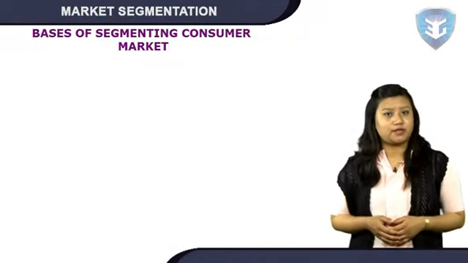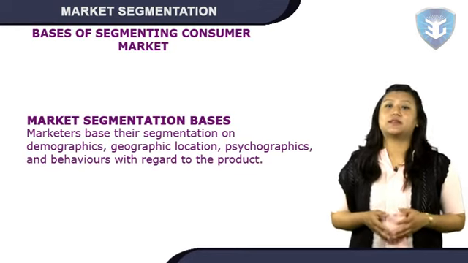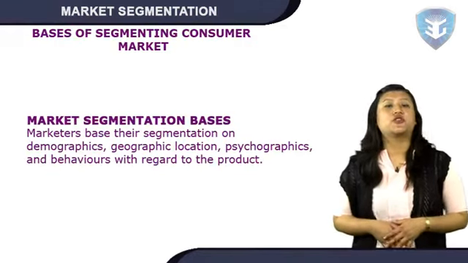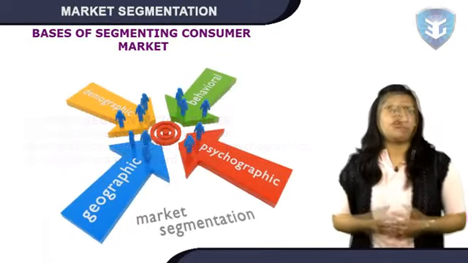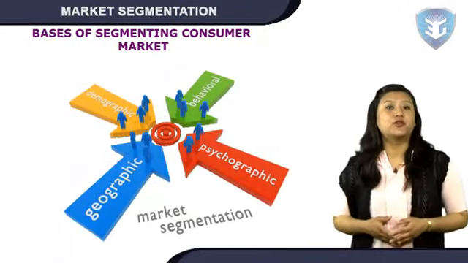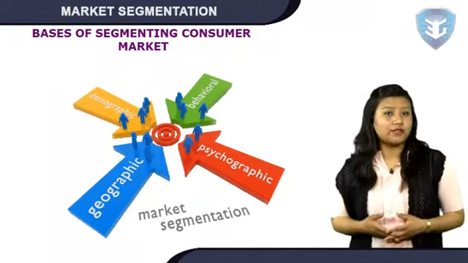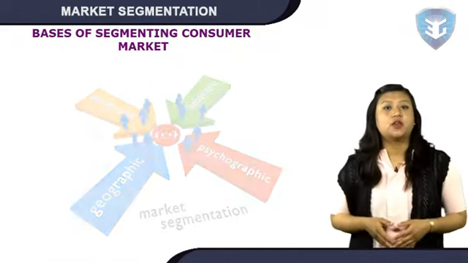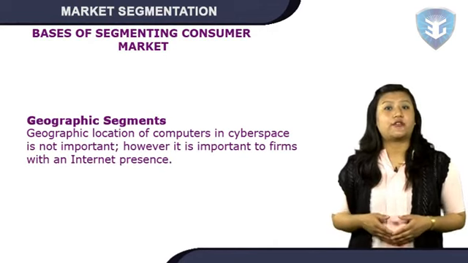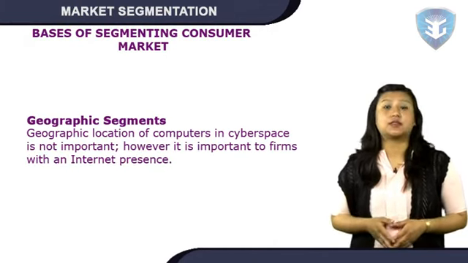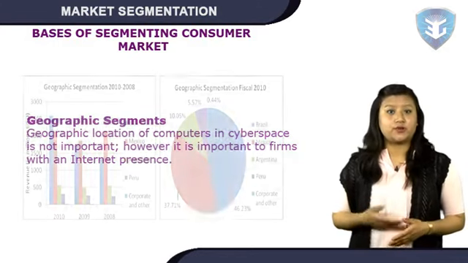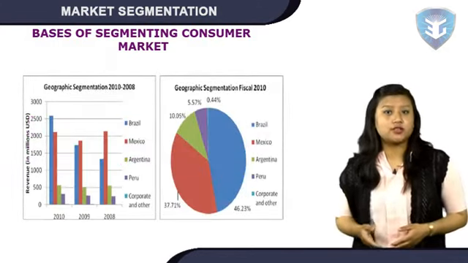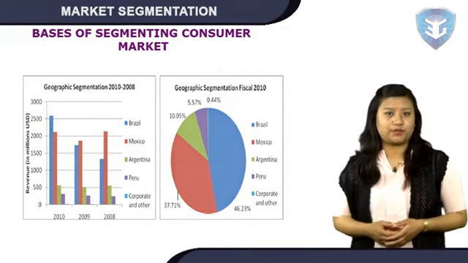Market segmentation basis. Marketeers base the segmentation on demographics, geographical locations, psychographics, and behaviors with regard to the product. Firms often combine bases and focus on categories such as geodemographics, geography, and demographics. Geographic segments: geographic locations of computers and cyberspace is not important. However, it is important to firms with an internet presence. Product distribution strategy is the driving force behind geographic segmentation.